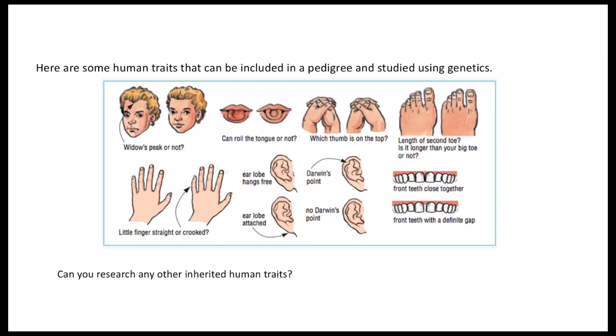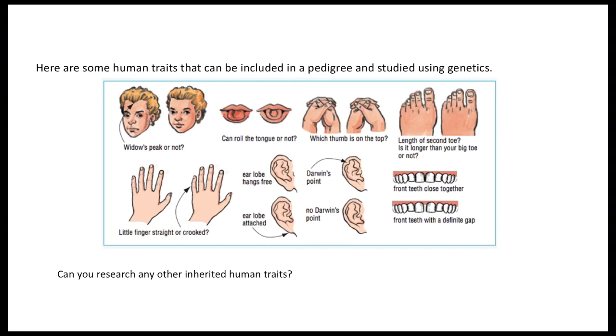Here are some examples of human traits that could be included in a pedigree or studied using genetics. We have many different traits that we could represent using a pedigree. For example, widow's peak versus not having a widow's peak. A widow's peak is where the hairline grows lower down into the forehead into a really strong point. Being able to roll your tongue or curl it or not. The length of the second toe. If your little finger or pinky finger is straight versus crooked. Connected earlobes versus not. Whether or not you have the Darwin's point.